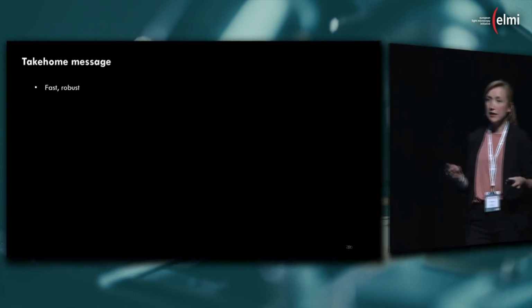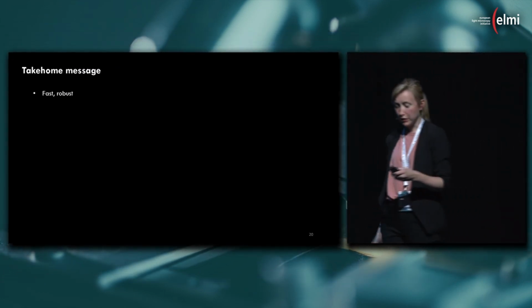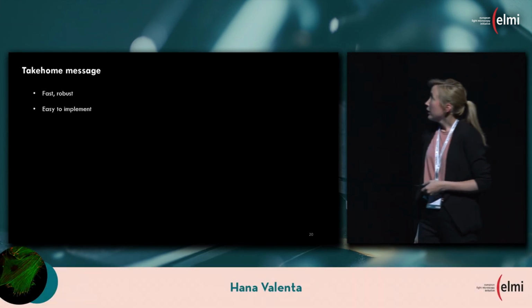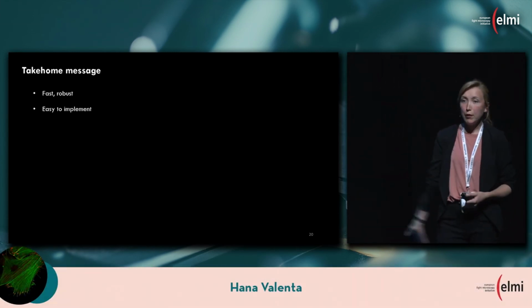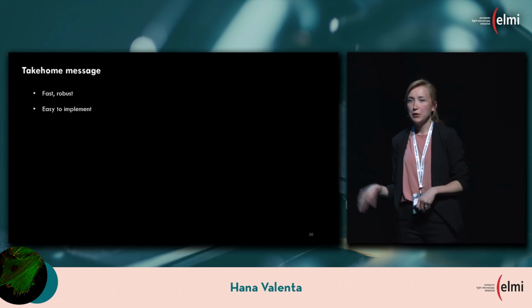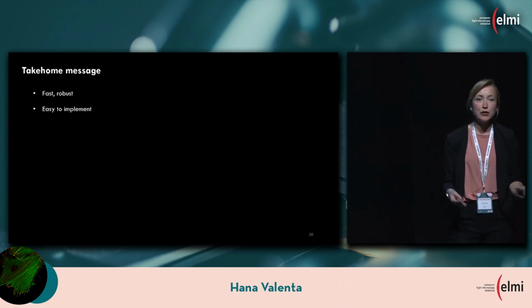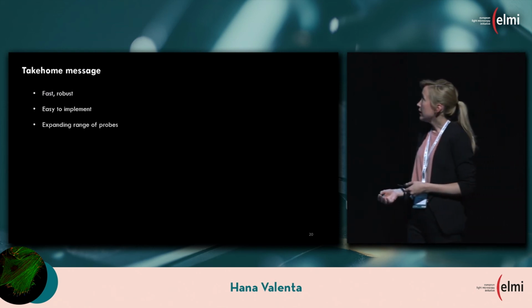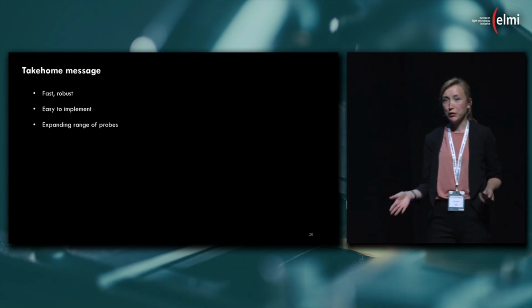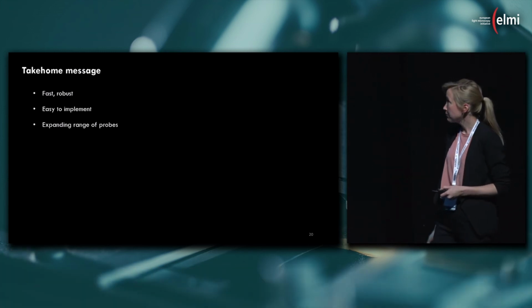So what's the take-home message? We developed a fast, very robust method to separate and, in the end, unmix fluorophores of the same color, fluorophores with spectral overlap. It's easy to implement. This was all on our wide field microscopy, and it's easy to implement on any microscope you have in the lab, so you don't need very special equipment. And we expand the range of the probes we can use for fluorescence imaging.